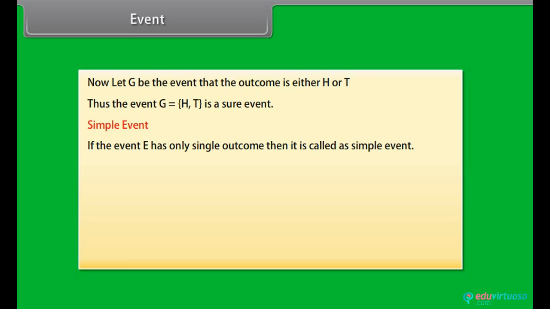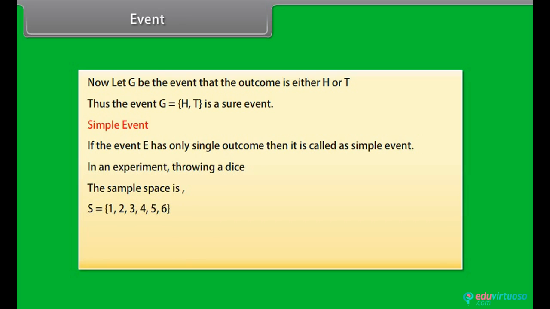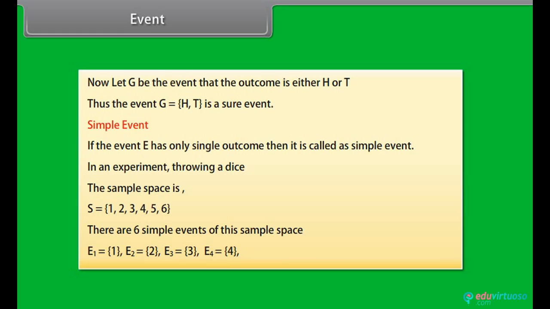To understand it, let's take an example. In an experiment of throwing a dice, the sample space is S is equal to {1, 2, 3, 4, 5, 6}. There are 6 simple events of this sample space. E1 is equal to {1}, E2 is equal to {2}, E3 is equal to {3}, E4 is equal to {4}, E5 is equal to {5}, and E6 is equal to {6}.